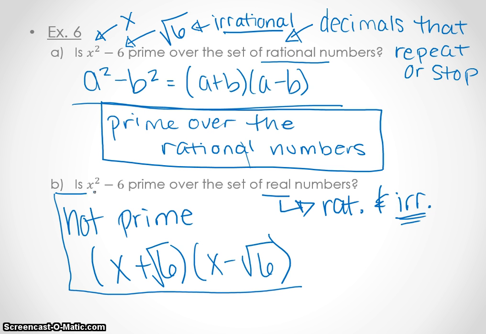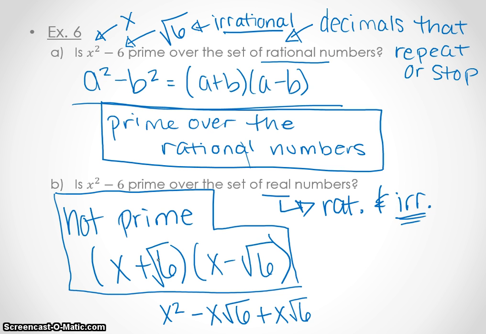Now, of course, we should always check this, so let's multiply it out. X times x is x squared. X times the negative square root of 6 is a negative x square root of 6. X times a positive square root of 6 is a positive x square root of 6. And then the negative square root of 6 times the square root of 6 is actually just negative 6. What happens with the two middle terms? One's positive and one's negative, and they're the exact same, so they cancel. So we get x squared minus 6, which is what we started with, so we know that we factored it properly. So this is prime over the rational numbers, but if we go to the reals, which include irrational numbers, it's not prime because now I can actually make factors with it.